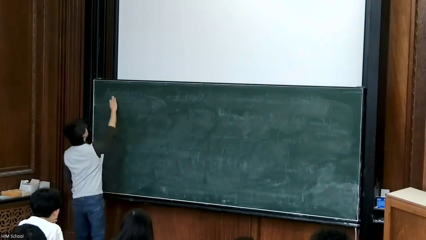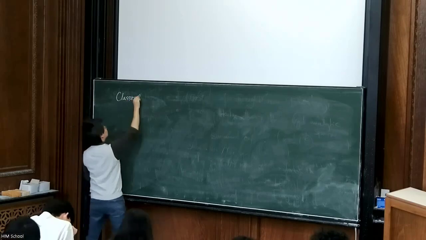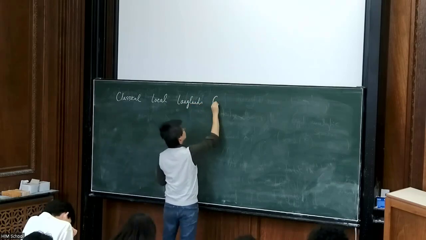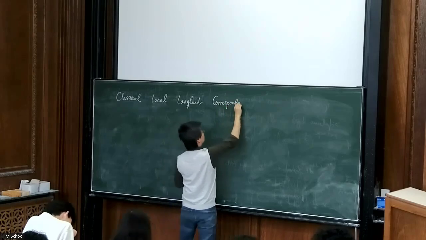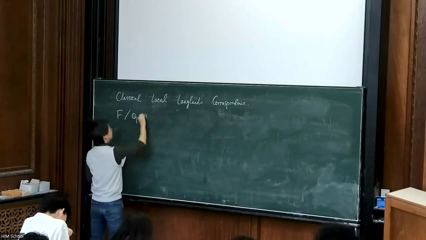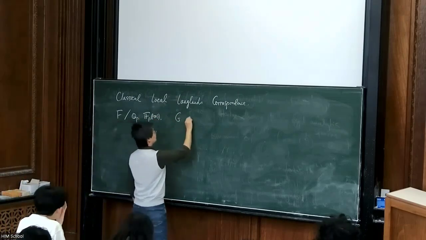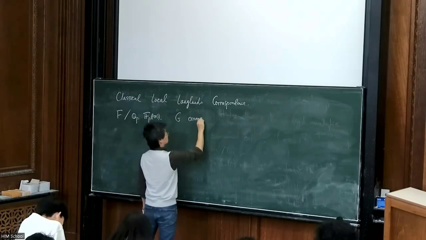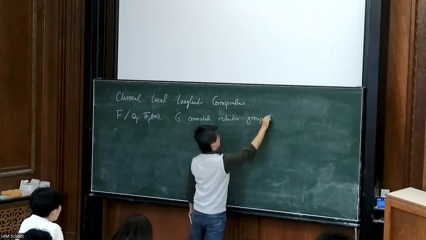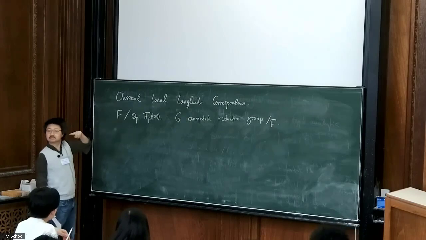let's start. So let's first recall the classical local Langlands correspondence, where F is a non-Archimedean local field, a finite extension of Q_p, or F_p double parenthesis T, and G is a connected reductive group over F.